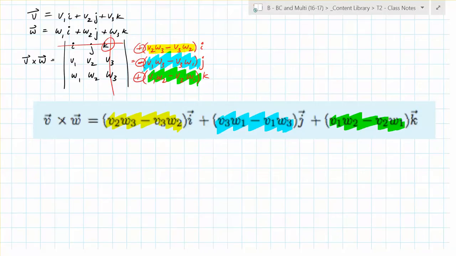What's really cool about this vector we just came up with is that it is perpendicular to V and W, and its magnitude is equal to the area of the parallelogram formed by V and W. Let's just do one. Let's see what I mean.